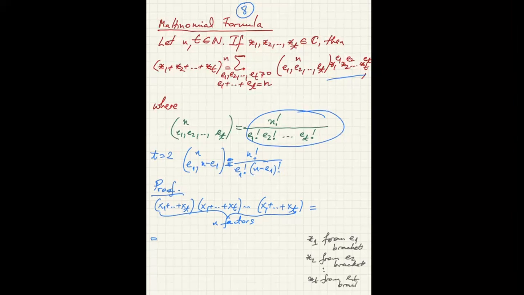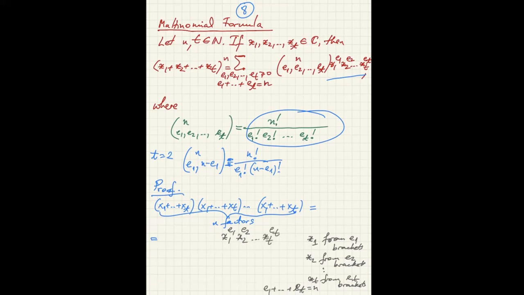These are some numbers. But because we have n factors in total, clearly we must have that e1 plus and so on plus et has to equal n. Okay, so if we choose x1 from e1 brackets, the contribution from those x1s, when we multiply them together, is going to be x1 to the power e1. So again, e1 could be 0, in which case we get a 1, which is okay. And then similarly, we get x2 to the power e2, xt to the power et.